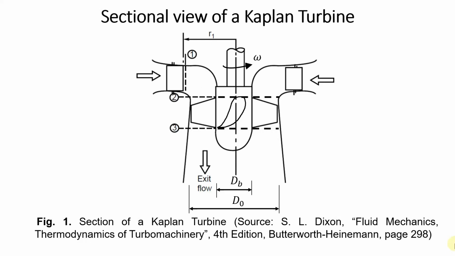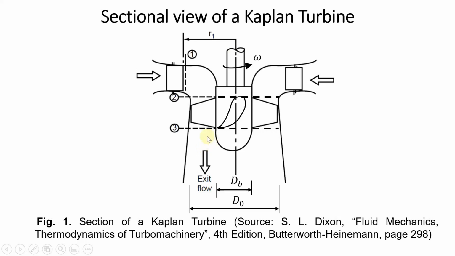As you can see in figure 1 in the slide, section 1 represents the outlet of the inlet guide vanes. Sections 2 and 3 represent the inlet and outlet sections of the moving blades which are mounted on the rotor. This is a vertical axis turbine, and the flow after passing through the guide vanes takes a 90-degree turn and becomes axial. That is, the flow at the inlet and outlet of the rotor blade remains purely axial.